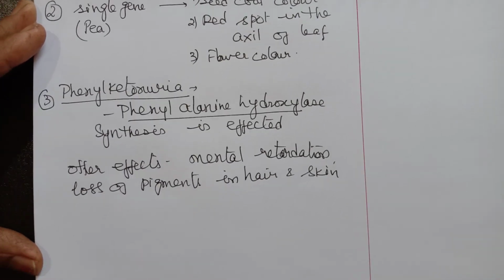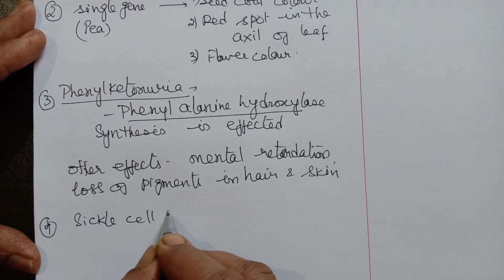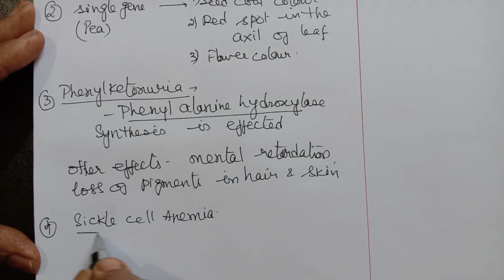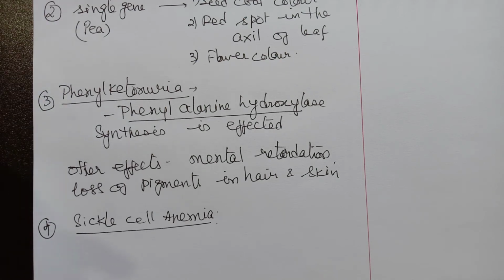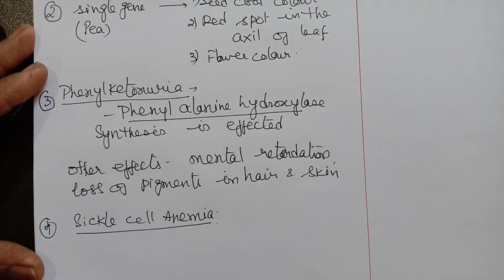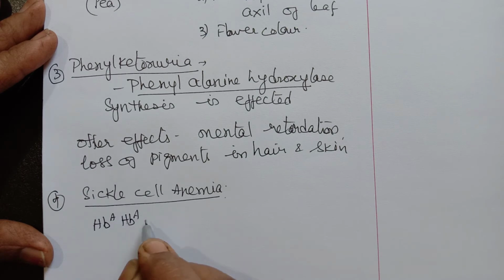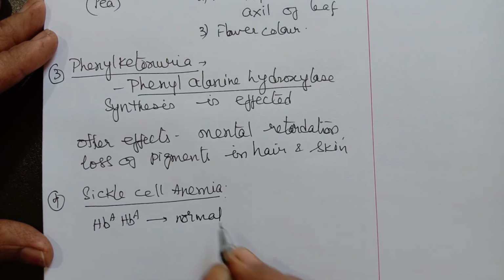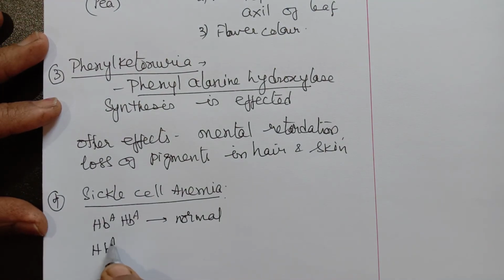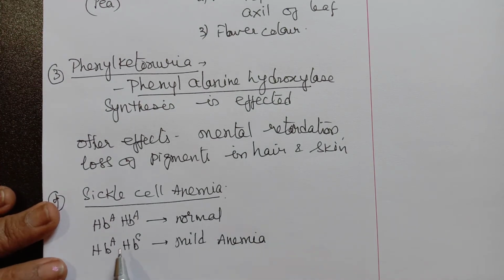Now the next example of a pleiotropic gene, we can give the example of sickle cell anemia. Sickle cell anemia shows codominance also. It is an example of a lethal gene also, and it is an example in case of pleiotropy. Because in sickle cell anemia, some persons are completely normal, but the persons who are carriers, that means in heterozygous condition, show mild anemia. They are not normal in heterozygous condition, but they are showing mild anemia. That means these two alleles show codominance.